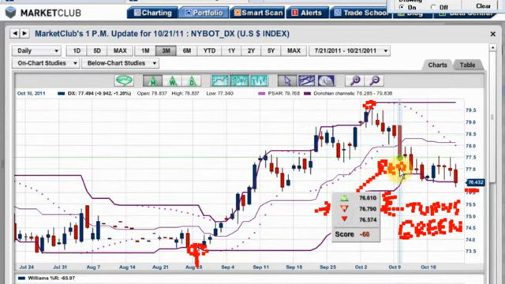We have the rules right on our blog today. So if you want to see how to use the trade triangles successfully in MarketClub, this is what you really want to take a look at. So let's take this off the screen and go to our next market.